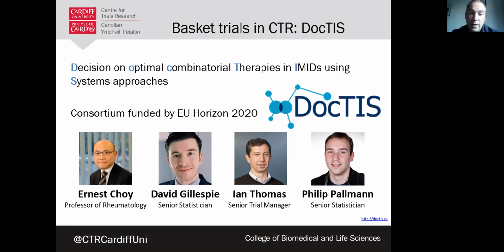This trial will use a basket design. So what's the aim of DocTIS?